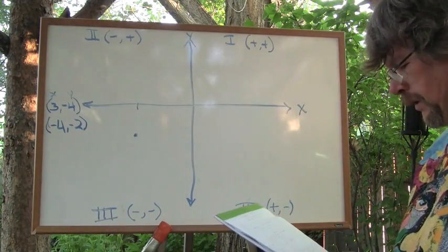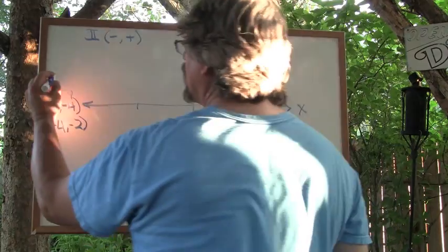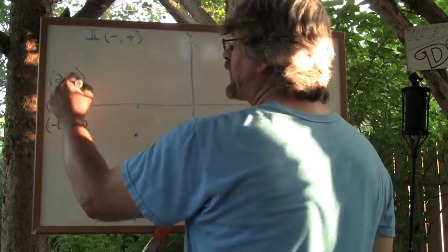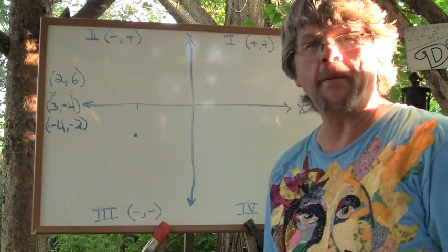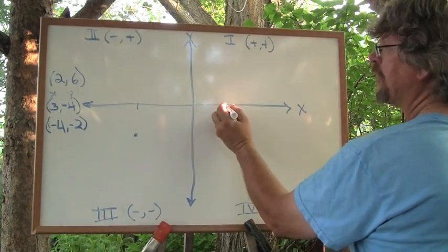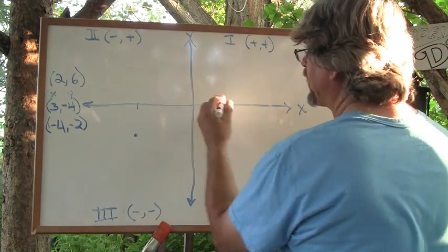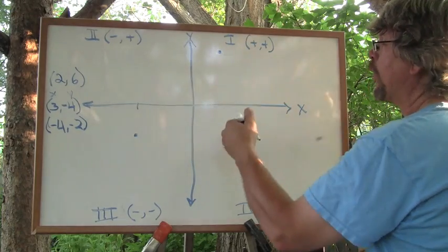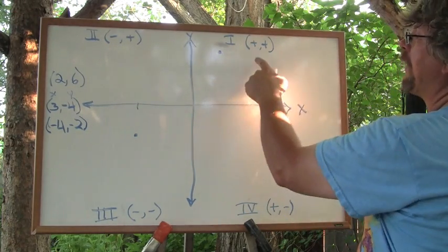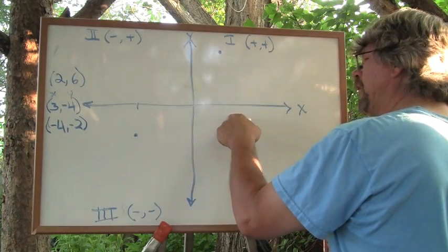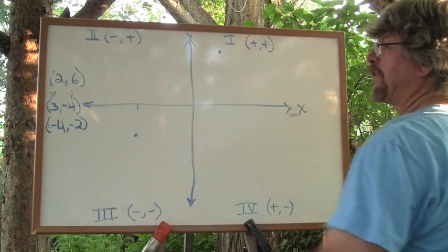What quadrant is 2 and 6 going to be in? X number listed first is positive, so we're going to go this way. We come over here 2. 6 is a positive number, so we know it's going to be above the x-axis. It's going to be way up here somewhere. It's in quadrant number 1, and that's the positive. And that's what we have, a positive 2 and a positive 6.